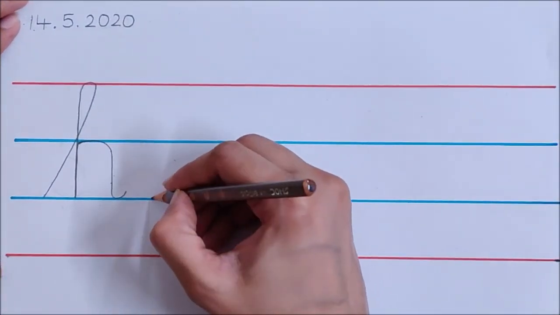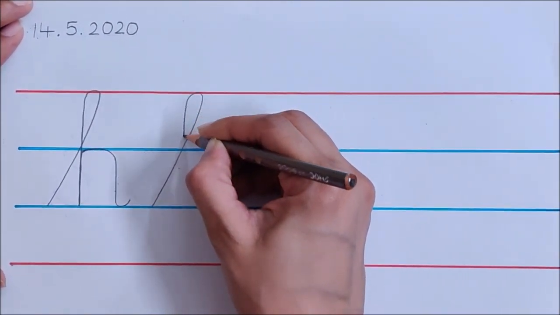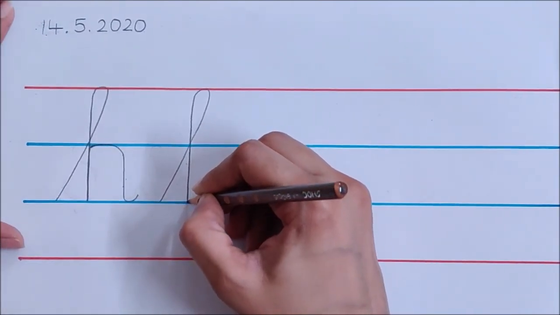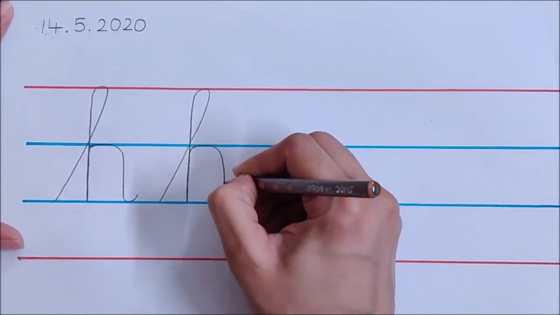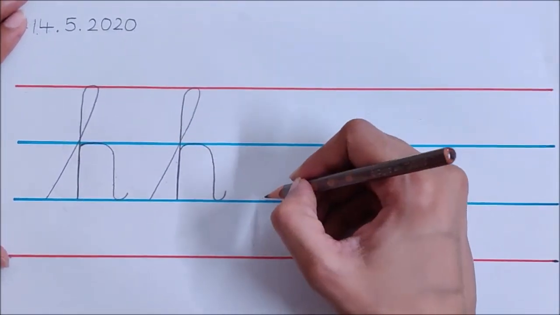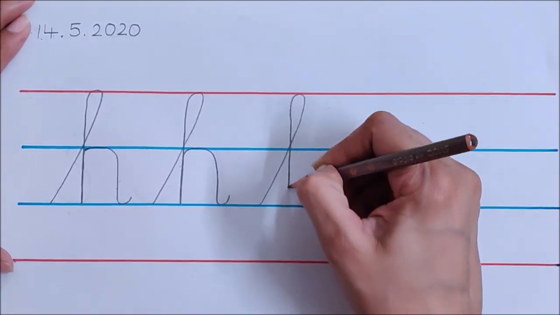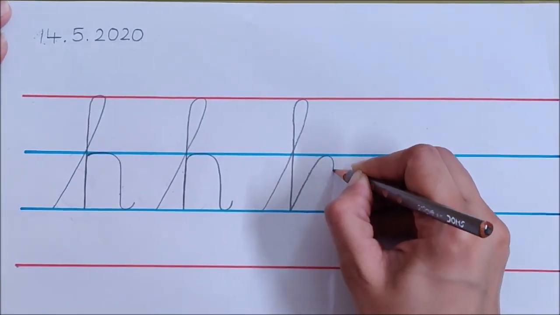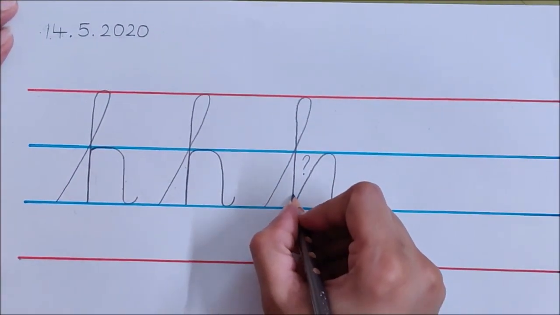One more time we will see how to write. Go up, touch the red line, turn, make a standing line, come back on the same line, children. Go up, touch the blue line, go down, touch the lower blue line and the small tail. Simple, but don't write H like this. When you go up, you are making a standing line. And if you don't come back on the same line, your H will be like this. This is wrong. You have to come back on the same line.